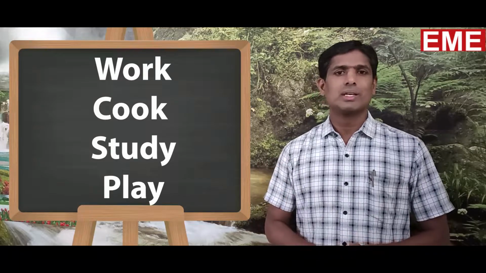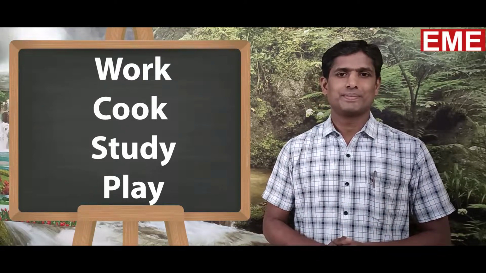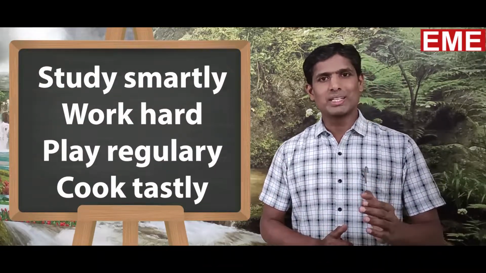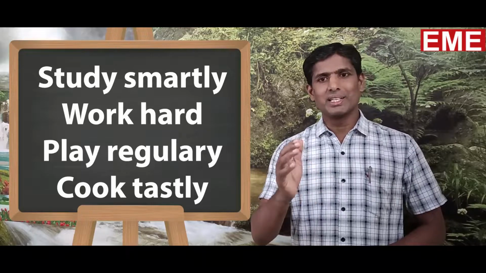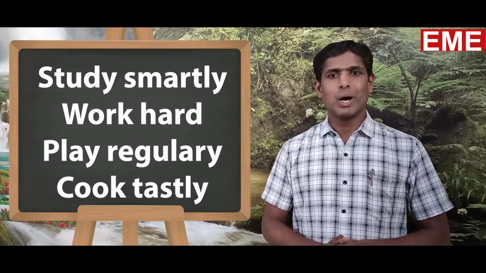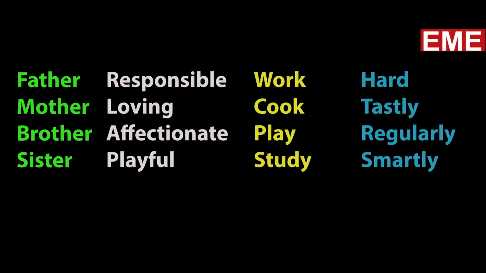In the third stage, I will ask you to tell me what they do at home, like work, cook, study and play. In the fourth stage, I will ask you to tell me how they do what they do, like study smartly, work hard, play regularly and cook tastily. Now, you can see all the 16 words put together on the table. Just check the words again.